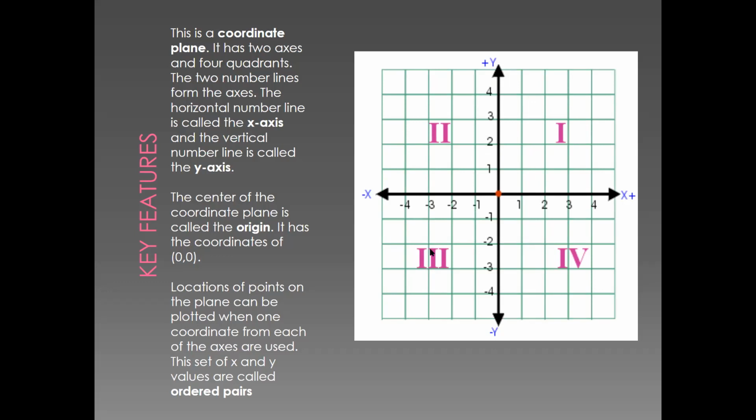Quadrant 3 is exactly the opposite. Left on X is negative, down is also negative. So everything in quadrant 1 is plus plus, everything in quadrant 3 is minus minus. When I talked before about the importance of signs, it's really amplified here with graphing on this XY plane.